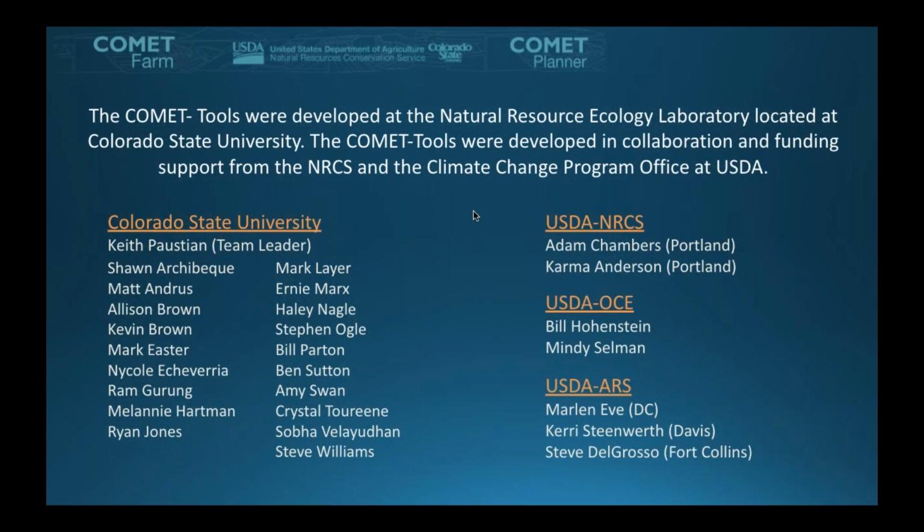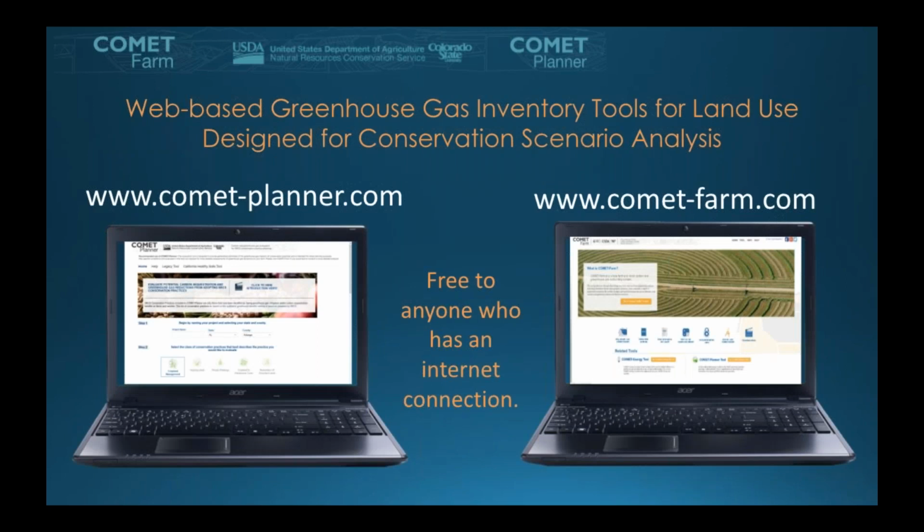And you might think that this presentation looks a little bit familiar, as it's the one from last week. So we're going to start with just a quick reminder of some COMET tools background information before I dive into the animal agriculture demonstration. The COMET tools, both COMET Planner and COMET Farm, are web-based greenhouse gas inventory tools for land-based systems, and they're both designed for conservation scenario analysis. You can access both of these sites through the URLs here: comet-planner.com and comet-farm.com.